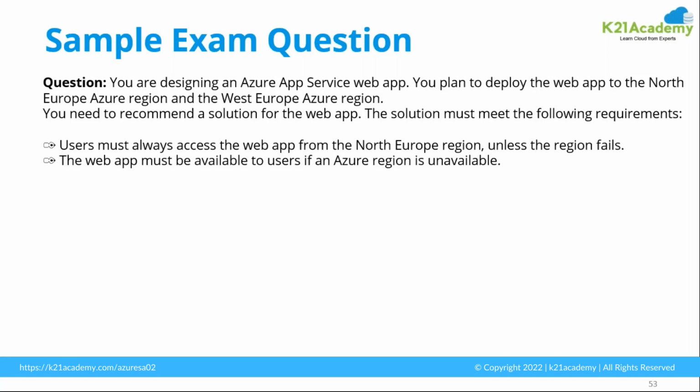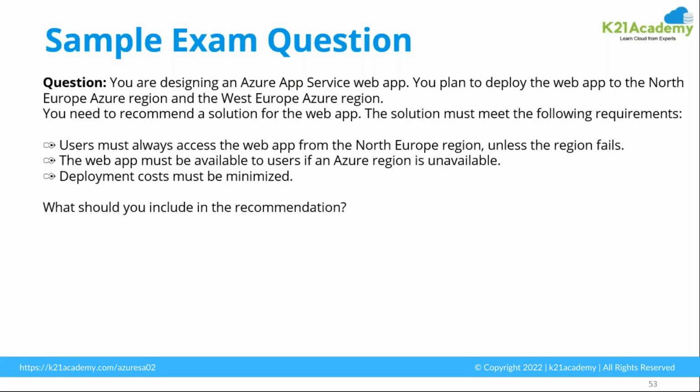And the web application must be available to the user if a region is unavailable. So you need to create a DR. Both sides have to be active, and one will only go to the other region if your primary region goes down. So that is the requirement. Deployment cost must be minimized over here. What should you include in the recommendation?